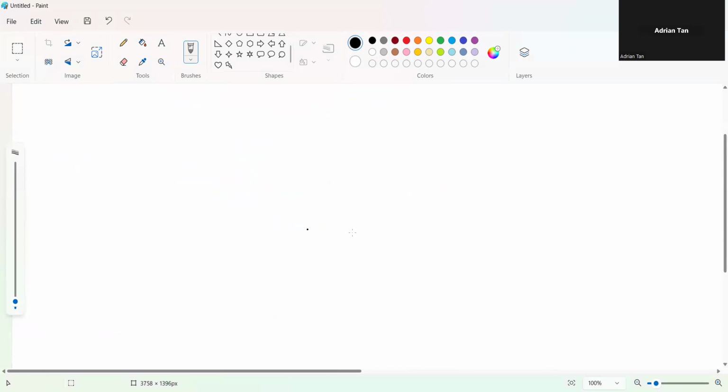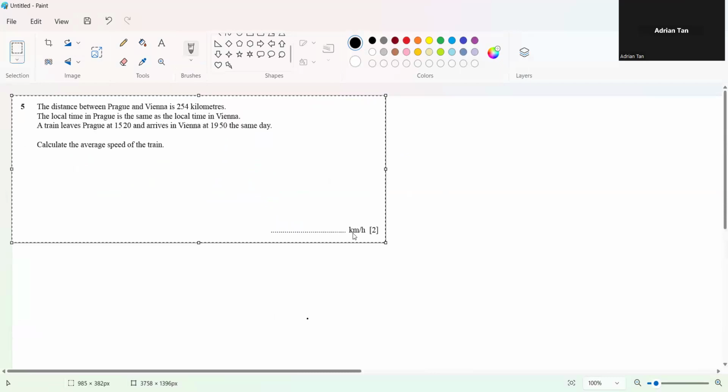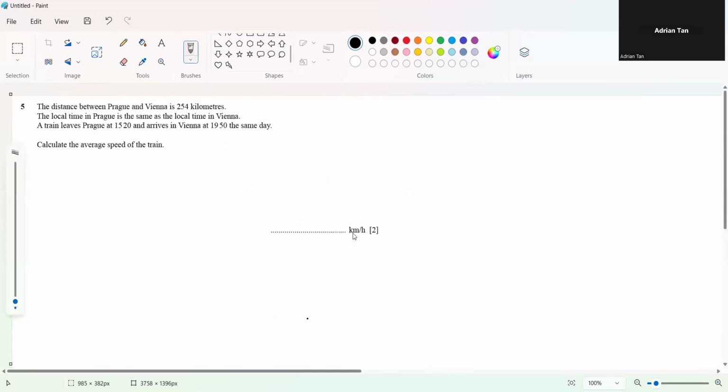So for number 5, I'll just take another screenshot in case I miss out any words at the bottom. The distance between Prague and Vienna is 254 kilometers. The local time in Prague is the same as the local time in Vienna, so we don't have to be concerned with the time change. A train leaves Prague at 15:30 and arrives in Vienna at 19:50. This is a 24-hour system, so 15:30 is 3:30 in the afternoon, and 19:50 will be 7:50 p.m., around nighttime already.